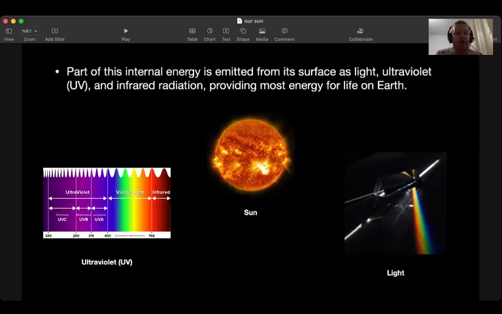So part of the internal energy is emitted from the surface as light, ultraviolet and infrared radiation, providing most energy for life on Earth. So the sun gives us light, it gives us the ultraviolet, the UV, and it gives us infrared as well, guys.